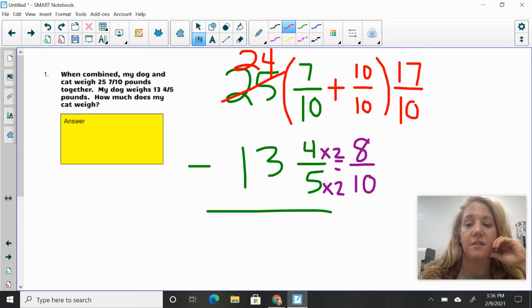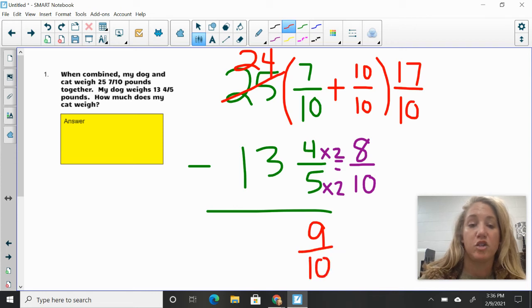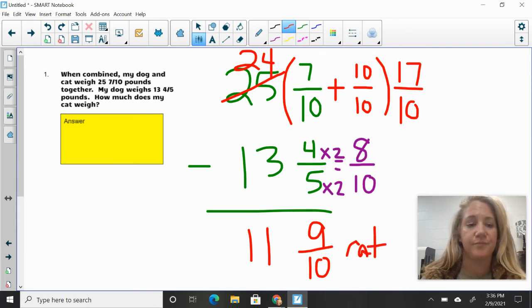And so now I have enough tenths to subtract. So 17 minus 8 is 9. And 24 minus 13 is 11. And so that would be my answer. So I have 11 and 9 tenths for the weight of the cat. Okay, it's a pretty fat cat.